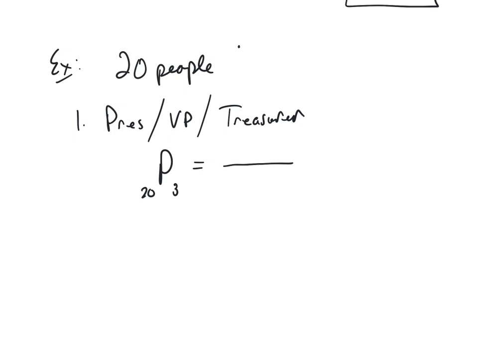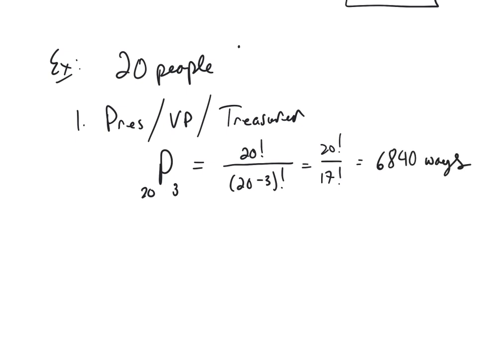Therefore, to make that calculation, it's the total number factorial divided by the difference factorial. And again, I'll do the subtraction for you. 20 minus 3 is 17. So I'll use my calculator to do the computation. 20 factorial divided by 17 factorial would give me 6,840 ways in which a class of 20 people could elect a president, vice president, and treasurer.